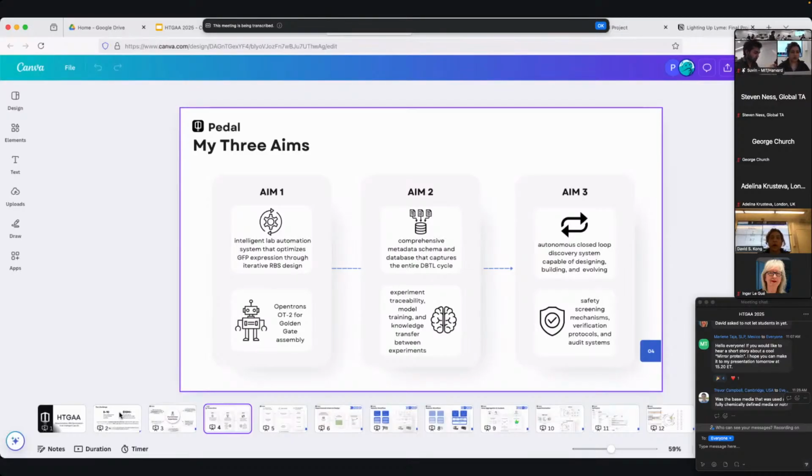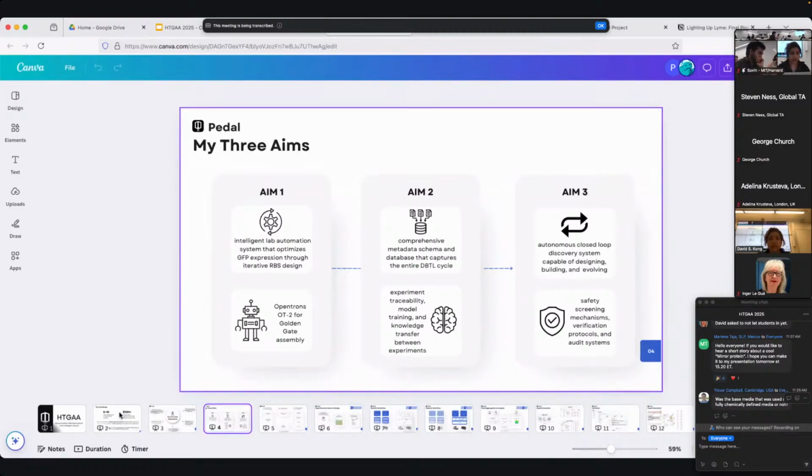Aim 2 was a more comprehensive metadata scheme that captures the entire design, test, and iterate cycle. That way you can create an automatic feedback loop that feeds in the data of experiments and automatically generates the next one. And so what this would allow is knowledge transfer between experiments, allowing for smarter experimentation.